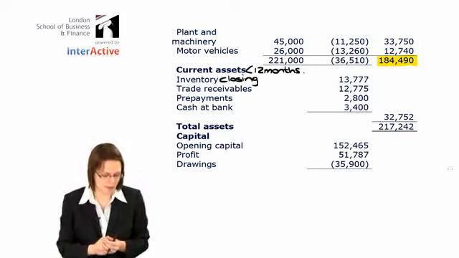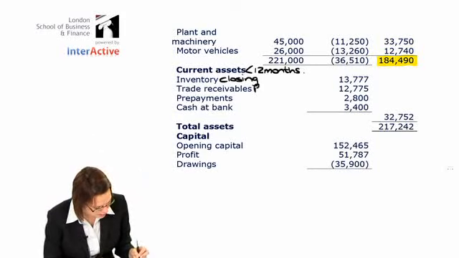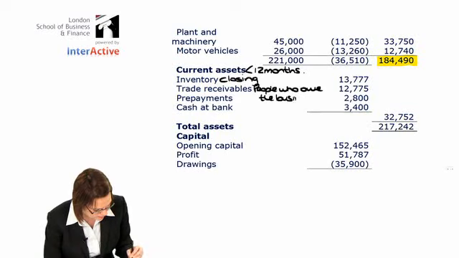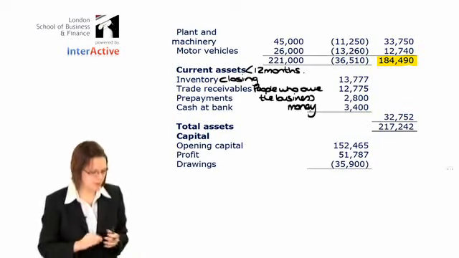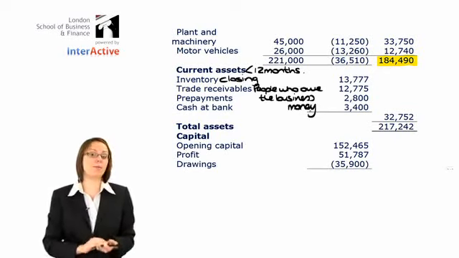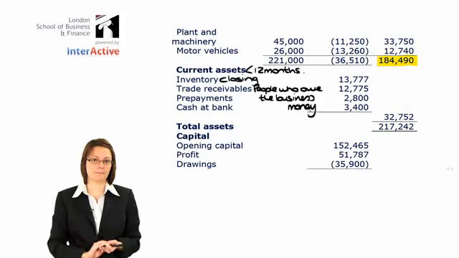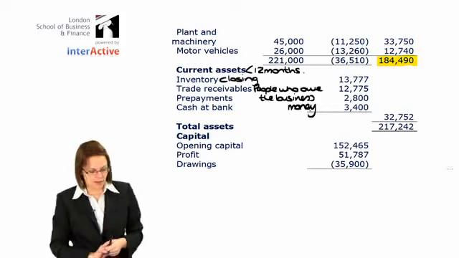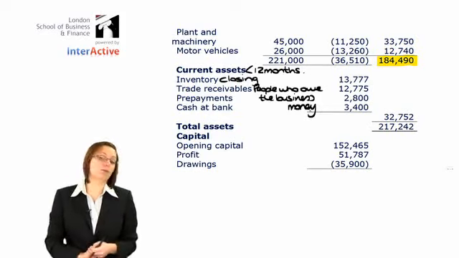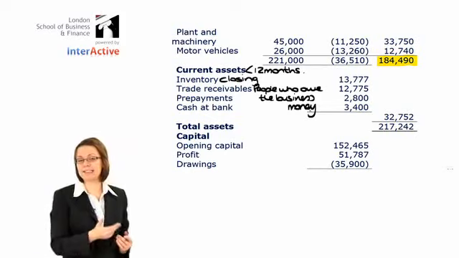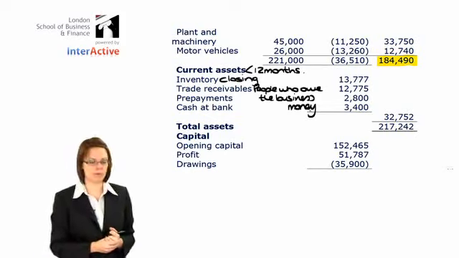So let's write that down. Trade receivables, people who owe the business money. Okay. So trade receivables, people who owe the business money. So that's also an example of a current asset. Let's have a look at our next example.